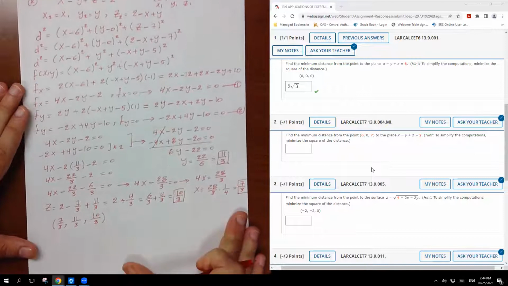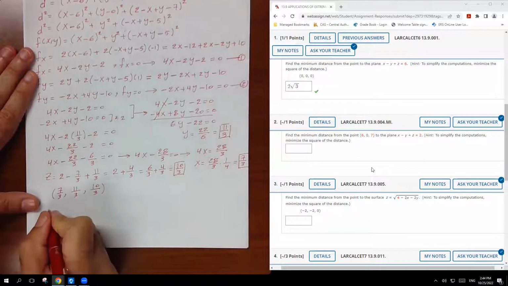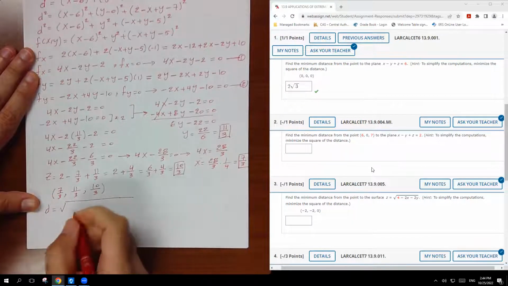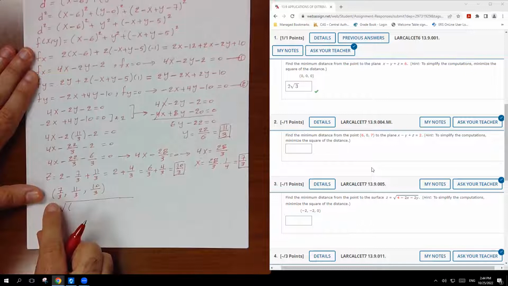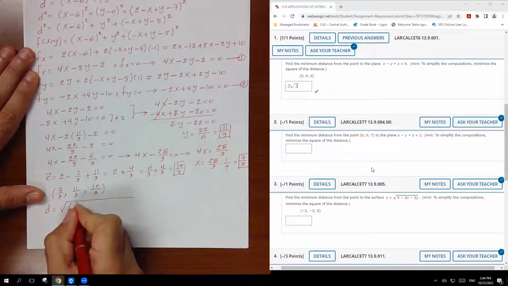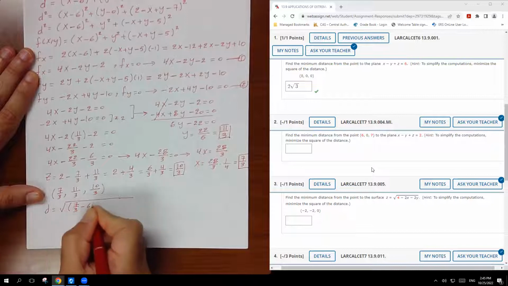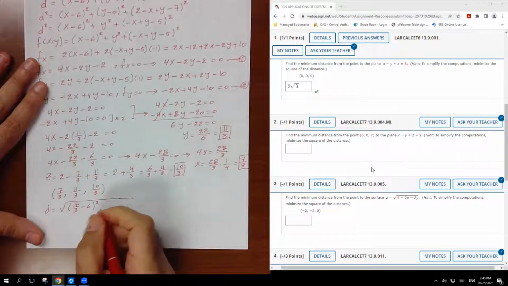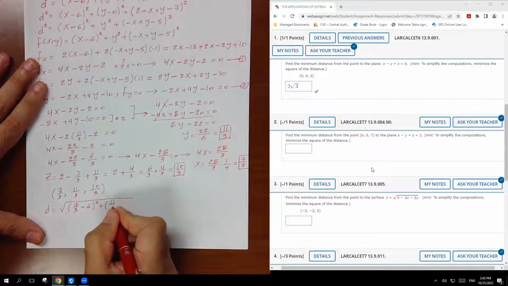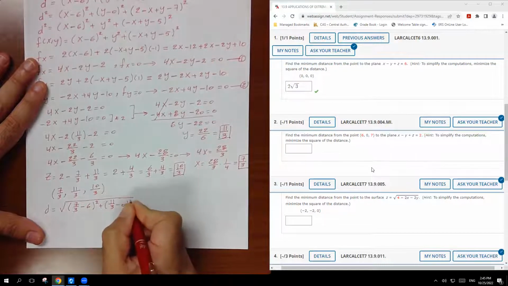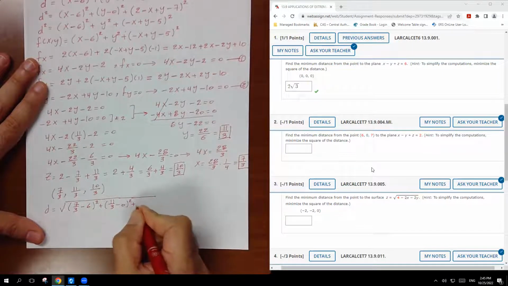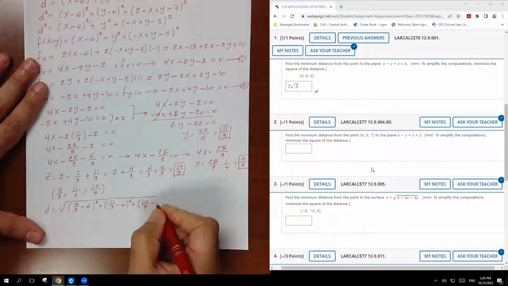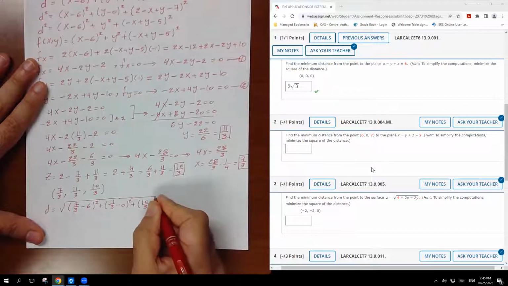Now let's go ahead and find the distance. So the distance is going to be the square root of x2 minus x1, so 7 over 3 minus 6, squared, plus y2, which is 11 over 3, minus y1, which is 0, squared, plus z2, which is 10 over 3, minus z1, which is 7, squared.